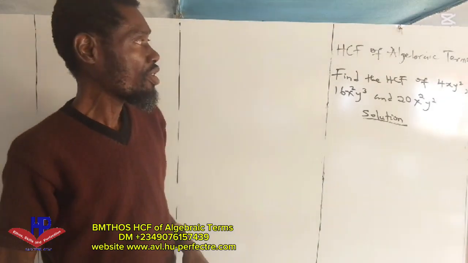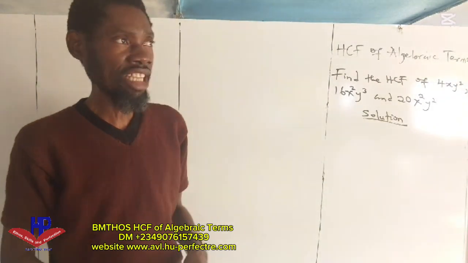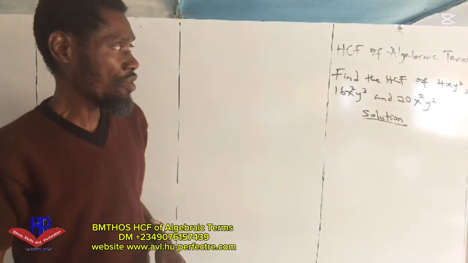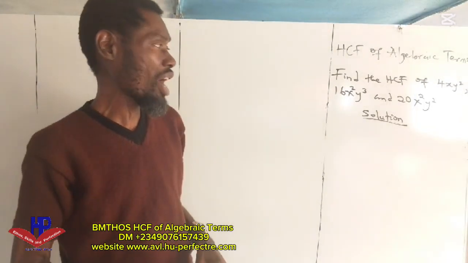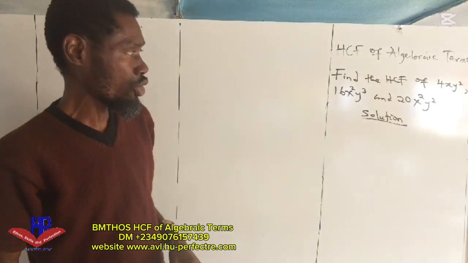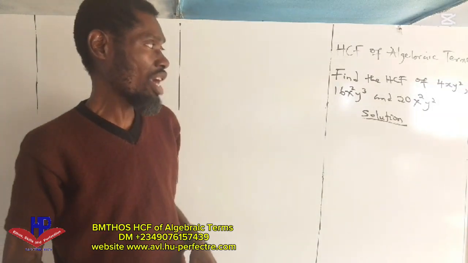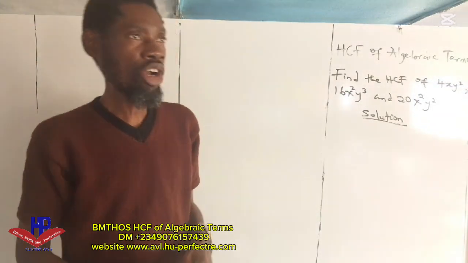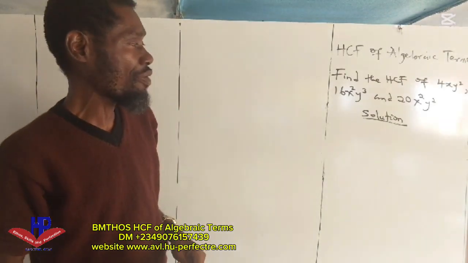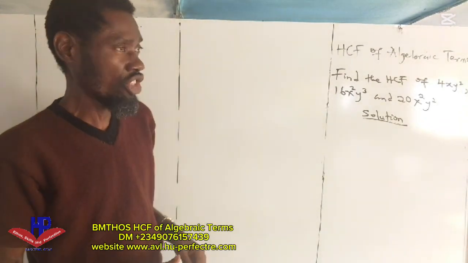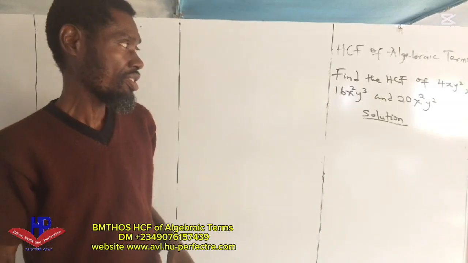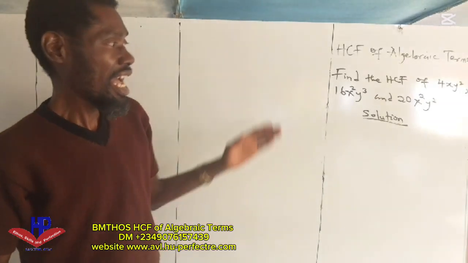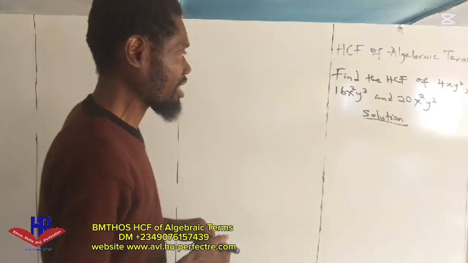So here we have HCF of algebraic terms, and the question given to us on the board is: find the HCF of 4xy^2, 16x^2y^3, and 20x^2y^2. How do we solve this problem? We are going to apply the concepts we've been given so far. It's not difficult at all. It's simple. Just pay proper attention and apply the concept as need be.